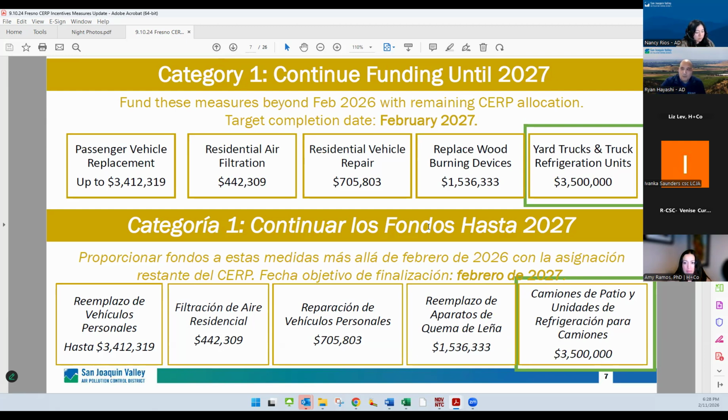Wood burning devices, we have 1.5 million left. And then this last one, yard trucks and truck refrigeration units. We had been having conversations with a few facilities in the area about opportunities. Unfortunately, we just received some information over the last couple of days that it's not looking like the people that had expressed interest are going to be moving forward. And so it was on category 1 here. Due to some of the timing of the slides, we weren't able to move this to a different one, but for the conversation, we're going to look to recommend shifting that funding.